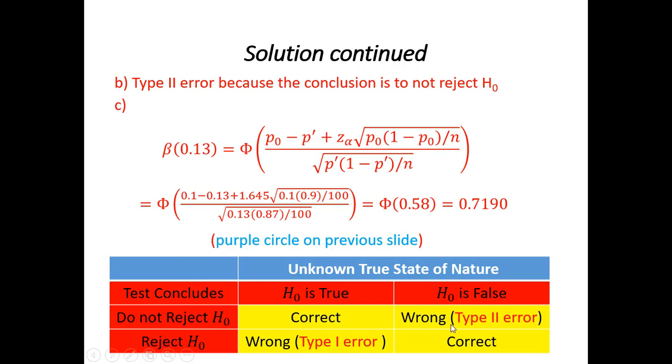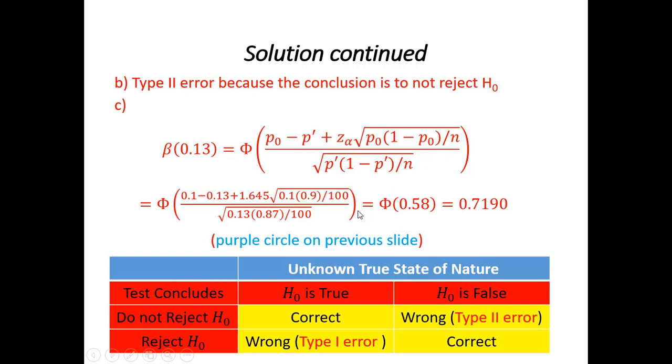And then in part C, we're essentially asked to find the probability of a type 2 error if the true proportion is 0.13. Okay, so we use this notation. We want to find beta, the probability of a type 2 error, if the true proportion is 0.13. So we have a formula that looks like this. Once again, P0, that's the hypothesized proportion, but this P prime, that's the true proportion, okay, 0.13. And then we have this formula Z alpha times this term here you see in the square root.